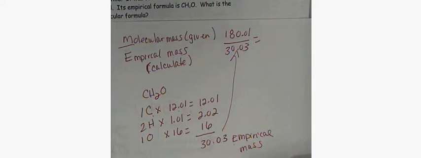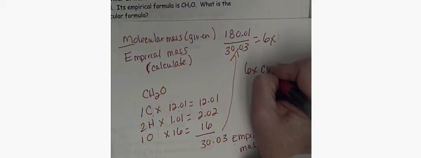This number is your bottom number, so you're going to put 30.03. When you divide the molecular mass by this, it should give you 5.99, and we're looking for a whole number, so that rounds up to 6. We call this the multiplier. So you take your multiplier, and you're going to multiply it by the empirical formula. Remember, we're trying to figure out what it looked like before it was simplified or reduced.